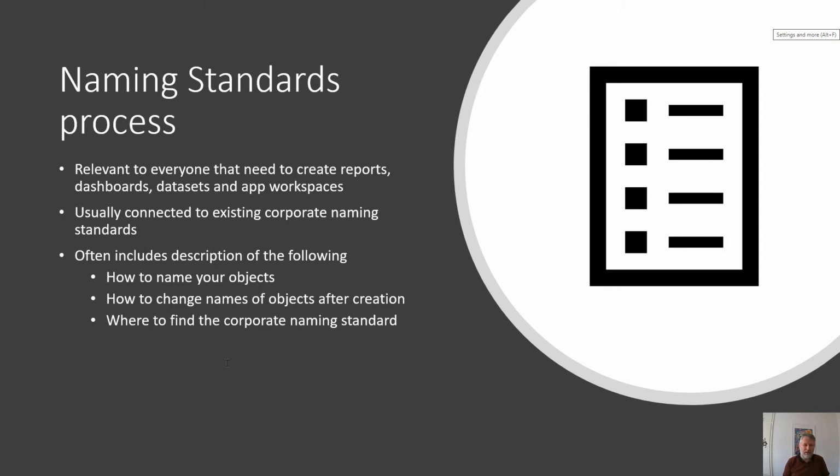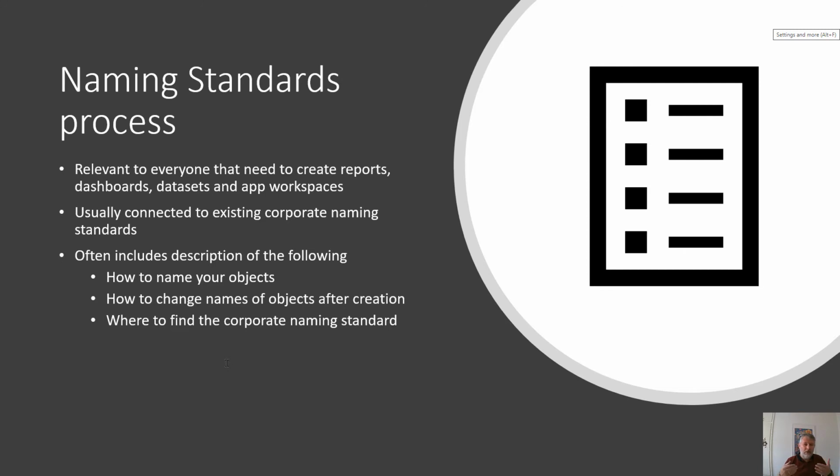Another one that's quite important, but I actually see very seldom in place in the organizations I go to, is a naming standard process. If you create reports, dashboards, data sets, or you create workspaces, you will need to put a name on it. And if your organization has a corporate naming standard, that's fantastic. If you can somehow tie into that, that's great. If not, you need to write down a naming convention that makes sense for your organization. So you will tell how to name and rename your objects, and then you also say where the corporate naming standard is.